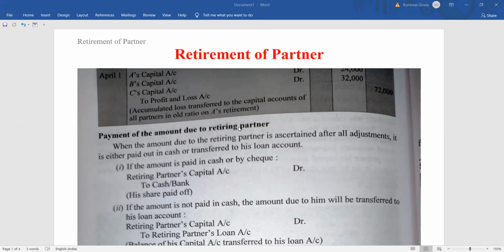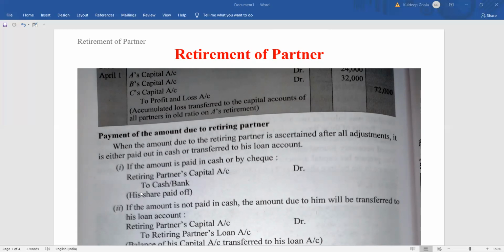At the time of paying the partner, just see here, payment of the amount due to the retiring partner. When the amount due to the retiring partner is ascertained after all adjustments, it is either paid out in cash or transferred to his loan account. Either we pay it in cash or we transfer it to the loan account. Now, if the amount is paid in cash or by cheque, and you have sufficient money in the business and the question has mentioned that you are going to pay in cash, then you take the first step, that is, pay the money in cash or by cheque.